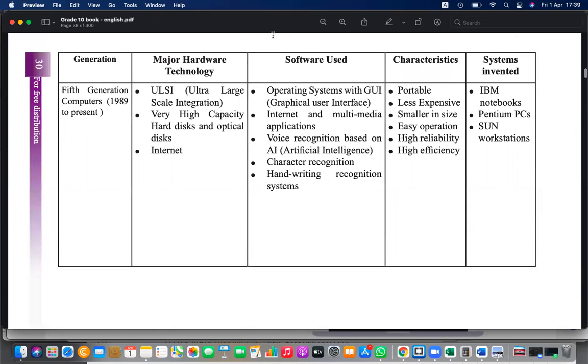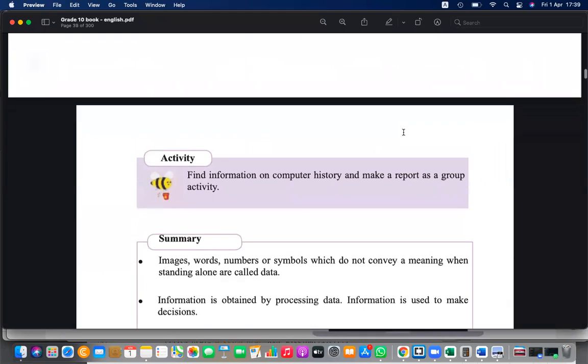The 5th generation, which is the current generation, uses ultra large scale integration, with very small smartphones, portable computers, and highly user friendly interfaces. Artificial intelligence was introduced in the 5th generation. Notebooks, workstations, palmtops, PDAs, then smartphones are widely used in the last generation, which is the 5th.